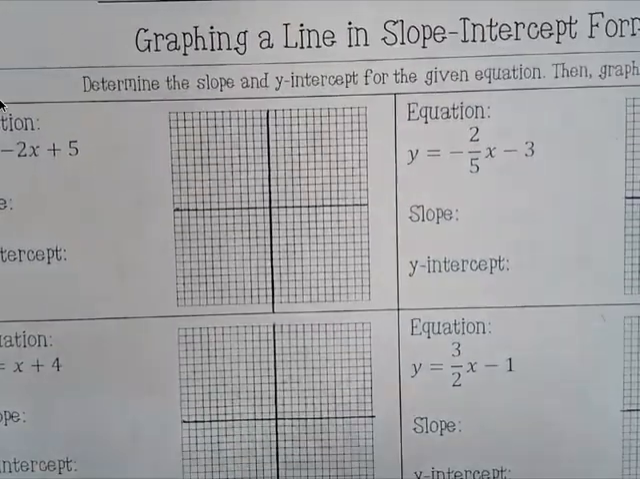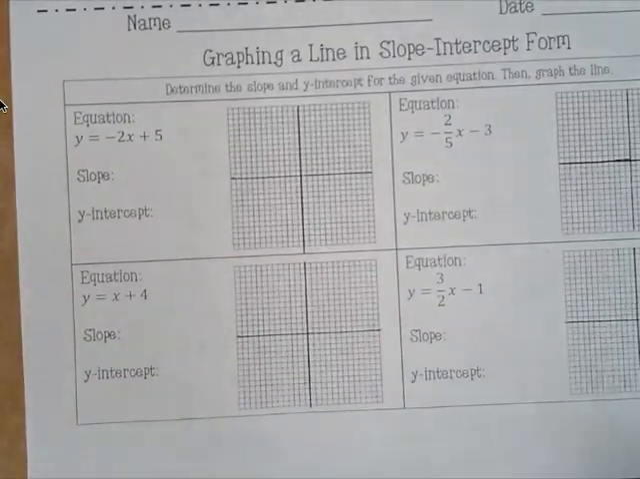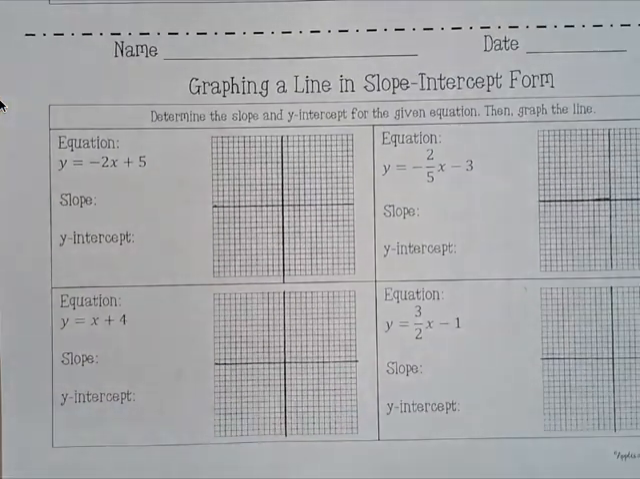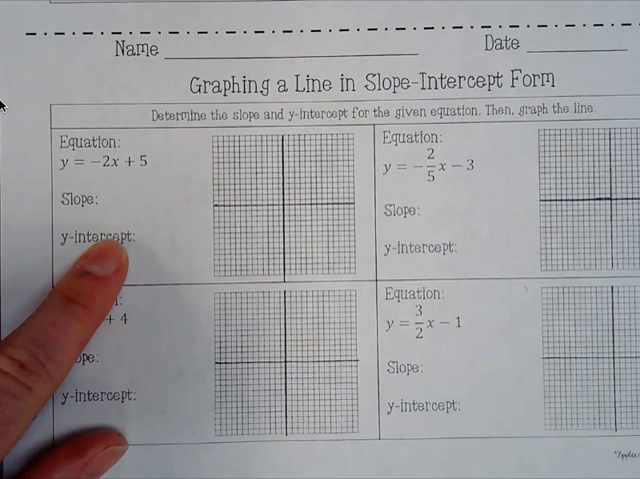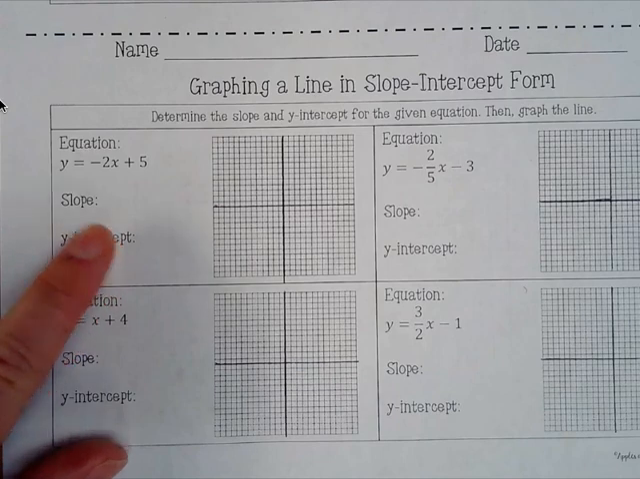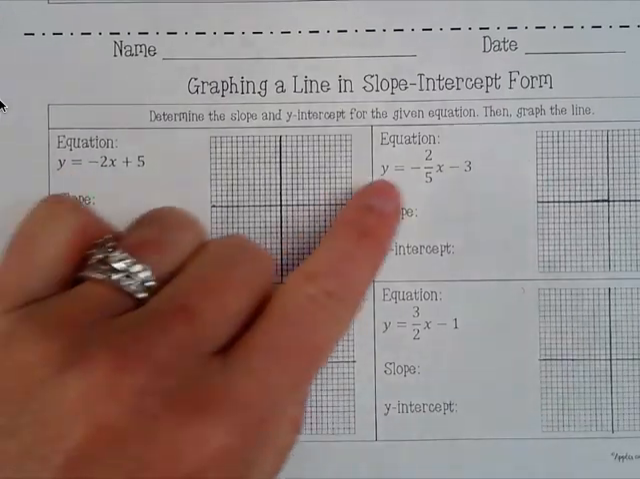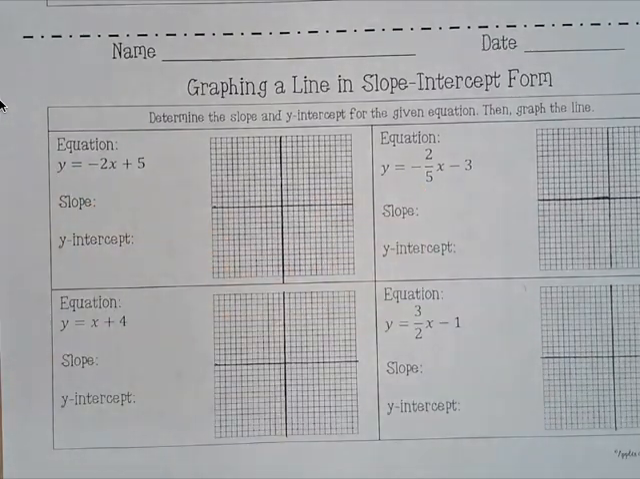And then to graph an equation given the y equals mx plus b form, we know we plot our y-intercept first, and then we do our slope, rise over run. So pay attention to your negative signs. That means it's going to be going downhill.